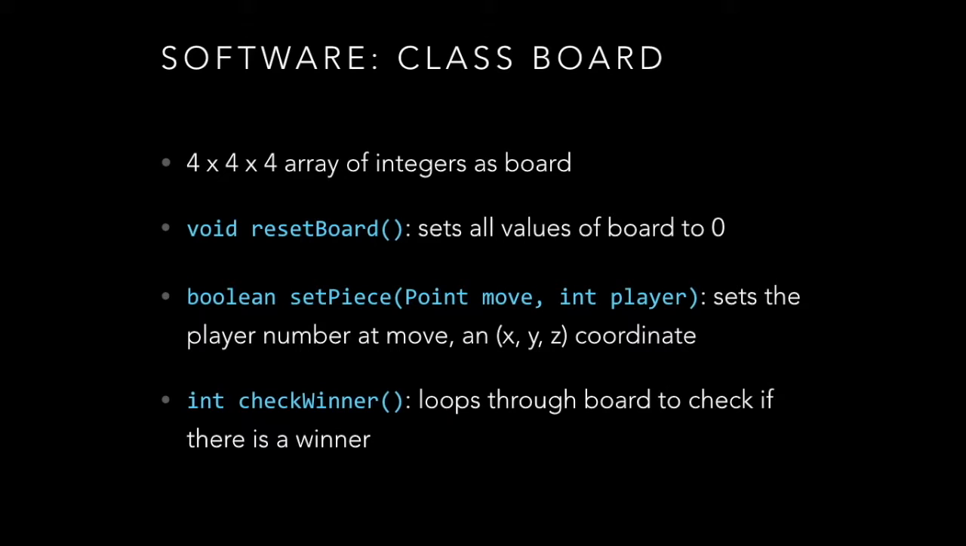Reset board clears the board, which is useful between games. Set piece plays a player's move on the board, and we call this function after every turn the player makes. We will go into what a point is in the next slide. And finally, check winner loops the entire board to check if there are players with 4 in a row and returns that player. We also check for winner after every turn. Additionally, not shown in this list is the print board function that was very helpful for debugging and test playing the game before creating our GUI.